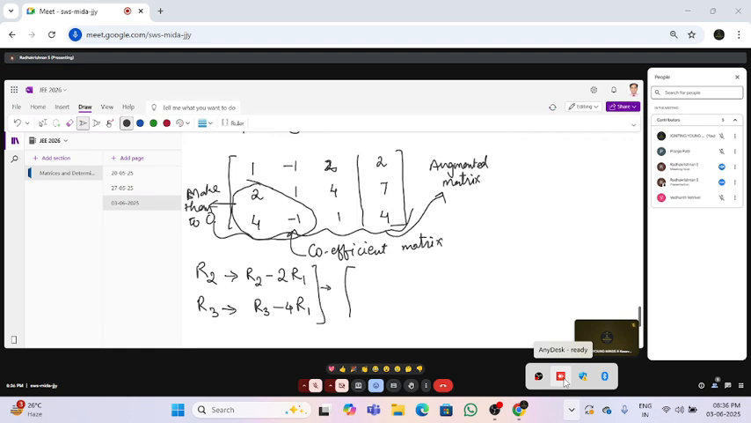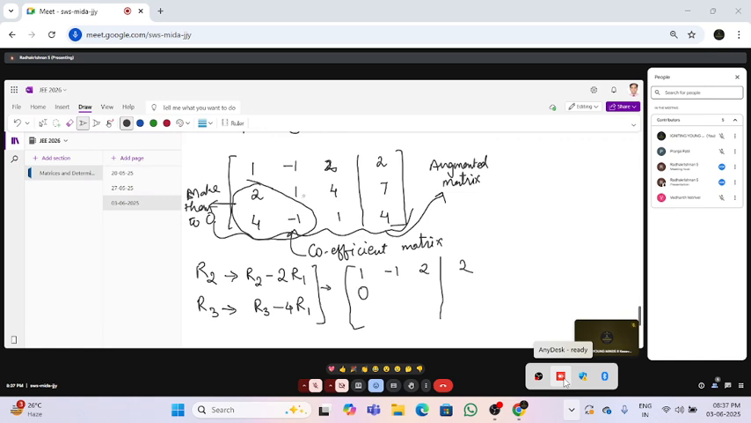You do this transformation. The first row we are not touching, so I'm just leaving it as it is: 1, minus 1, 2 and 2. Second row, what are we going to do? R2 minus 2R1. 2 minus 2 into 1 is 0. That is our goal. We want to make this 0, so we did that. Then do the same thing on every other term in the row.